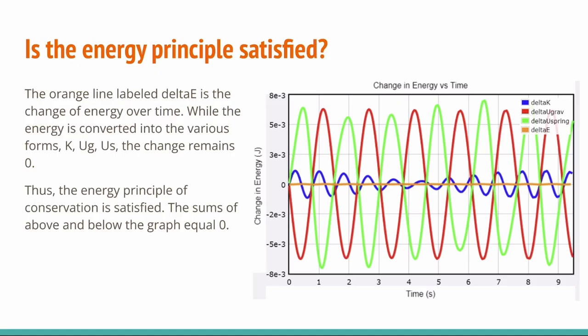What ifs and what does it mean? Is the energy principle, or the law of conservation of energy, satisfied? The orange line labeled delta E is the change of energy over time, shown in our graph on the right. As you can see, the energy changes between the different types of energy, the gravity, the spring, and the kinetic energy, which means that they're basically converted through the various forms, but the change, the orange line, remains at the origin at 0. This means that the conservation of energy principle is satisfied. The sums above and below the graph will equal 0 once we add them all up.